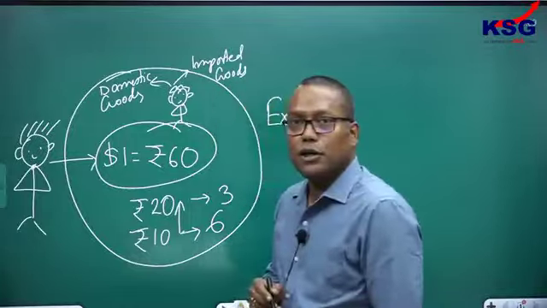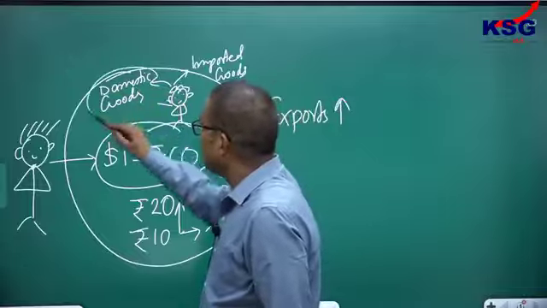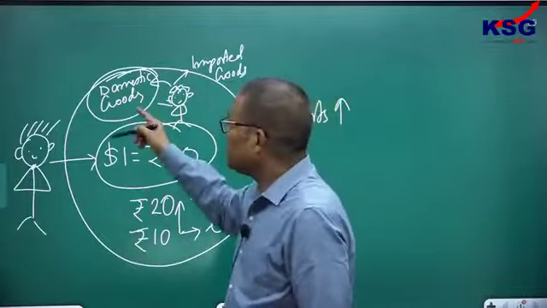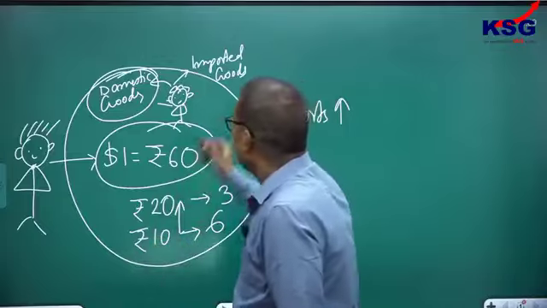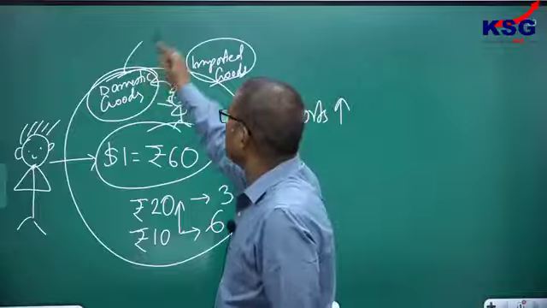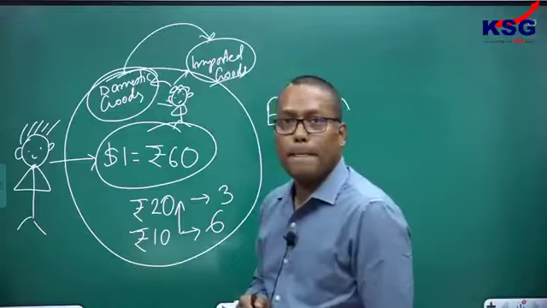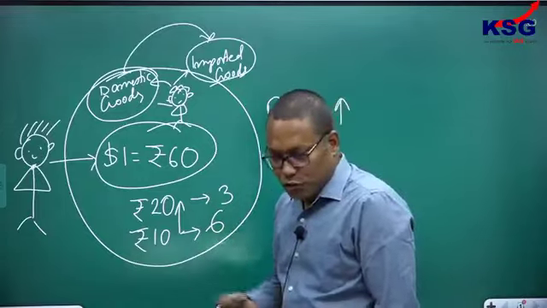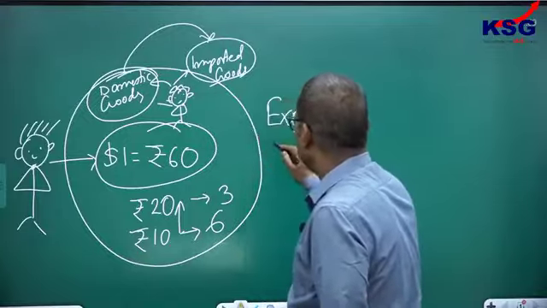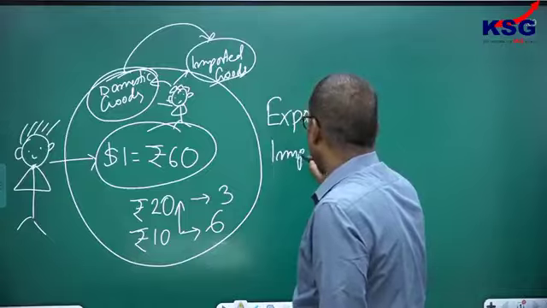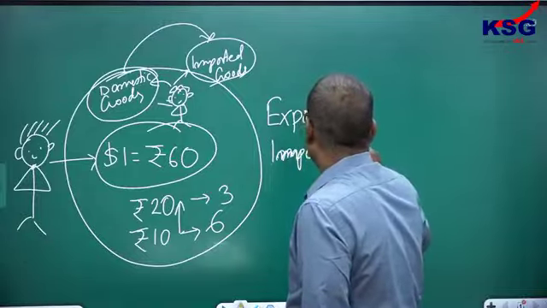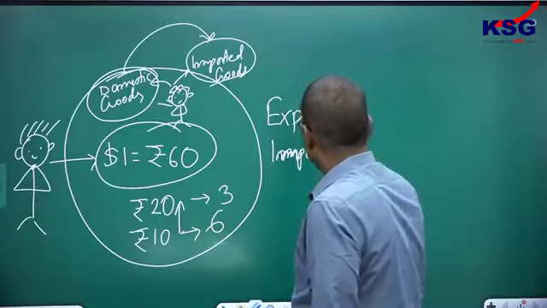Clear? Due to inflation, what is happening? Your domestic goods become more expensive. If your domestic goods become more expensive, then what are the options? What are you going to do as a rational consumer? You are going to shift from domestic to imported, because imported goods become relatively inexpensive, and once you shift, the demand for imported goods will go up, meaning the imports of the country will increase.